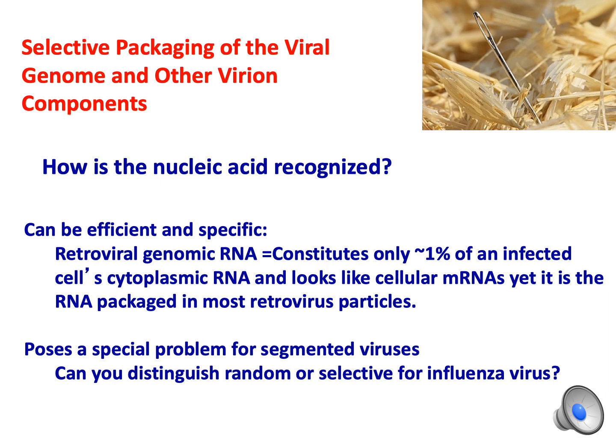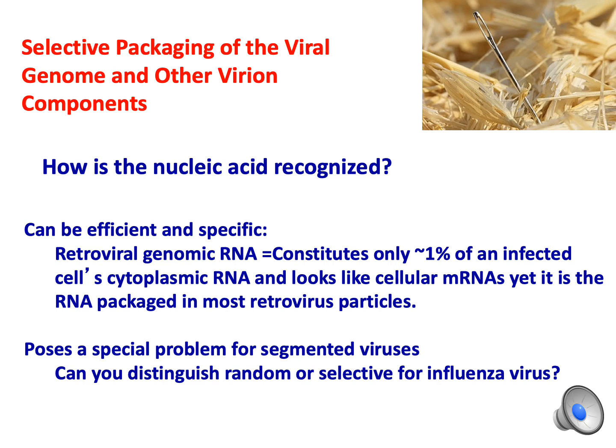So if you think about it, retroviral genomic RNA constitutes only about 1% of an infected cell cytoplasmic RNA, and it looks like cellular messenger RNAs. It's capped, it's polyadenylated, but it is the RNA that's packaged in most retrovirus particles. So how does that happen? We'll talk about that. It poses a specific problem for segmented viruses. So, for example, influenza virus or reovirus.